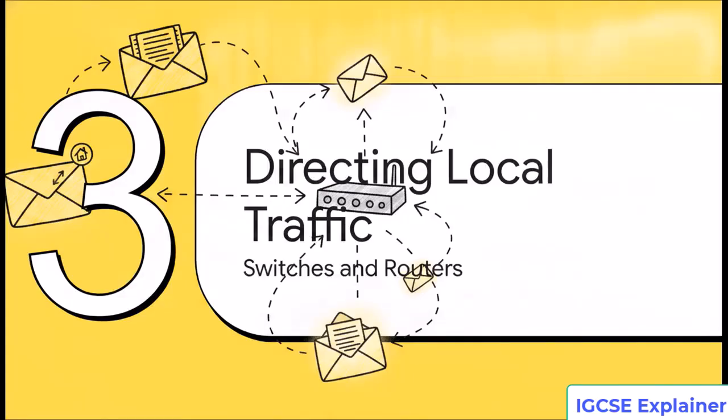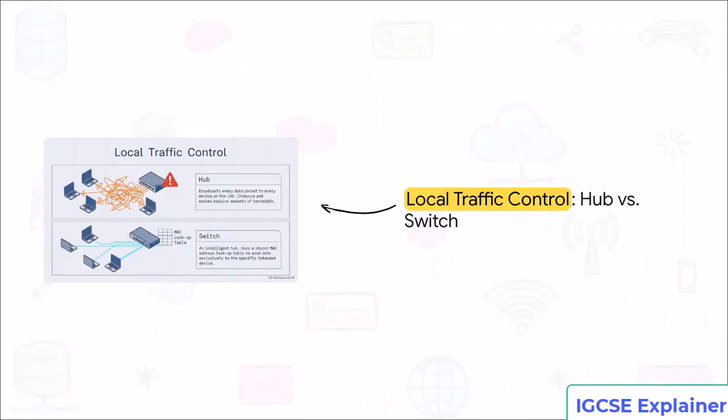Part 3. Directing local network traffic. We've got our addresses, we've got our packets. Let's look at how these digital envelopes are actually sorted in a local space. When you connect devices locally, you need a traffic hop. The old way of doing things used a basic hub. Think of a hub like a terrible mailroom attendant who insecurely shouts your private data to every single person in the building, completely wasting bandwidth.